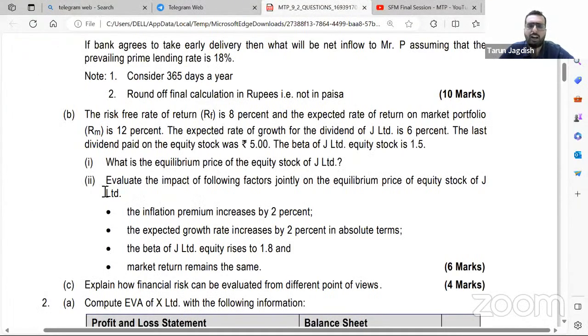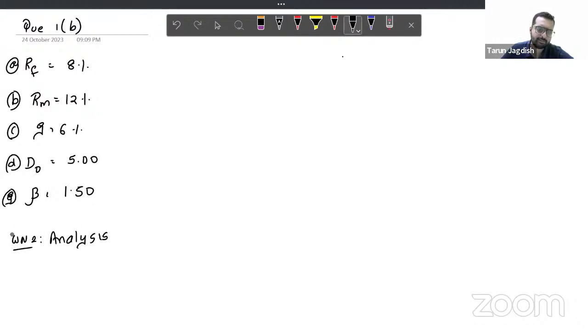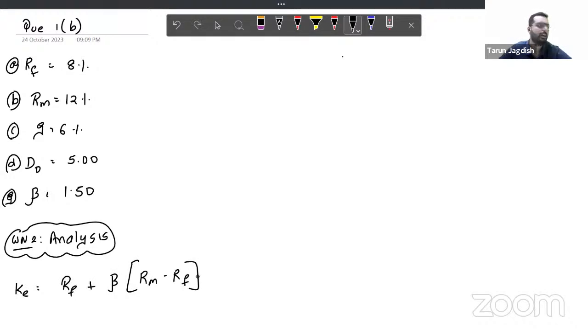All right. From this, they are asking you to find out the equilibrium price. That part is very much easy. So I'll just write down below this working note number 2, analysis. Okay. So here, I think we can find out the CAPM return or KE, that is equal to RF plus beta into (RM minus RF). So can you tell me how much is the CAPM return that you get over here?